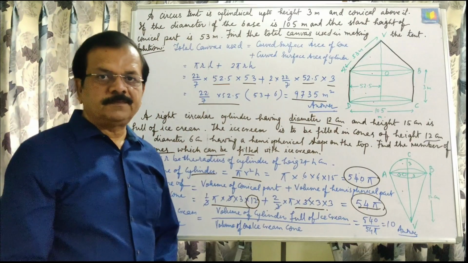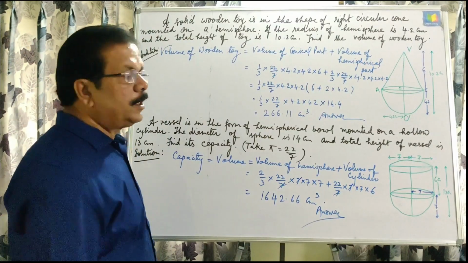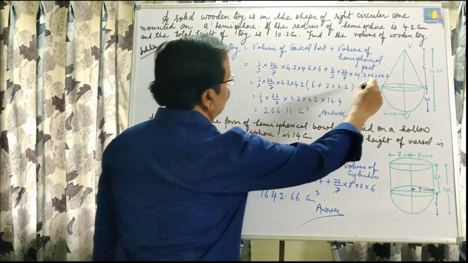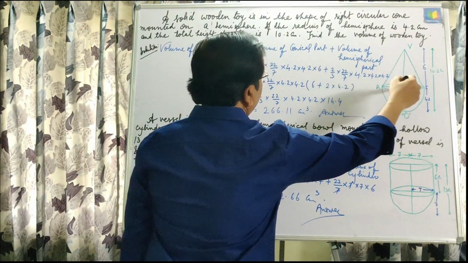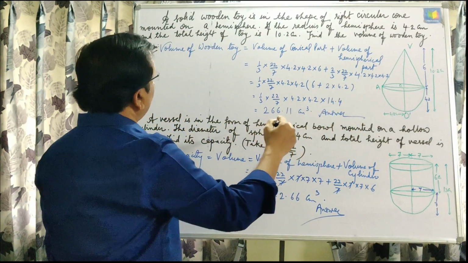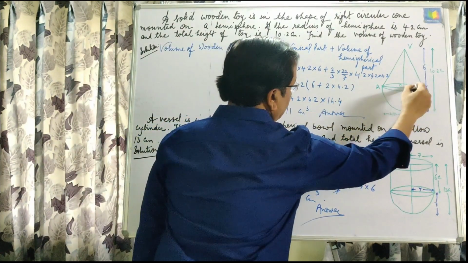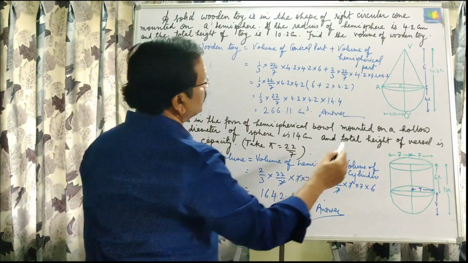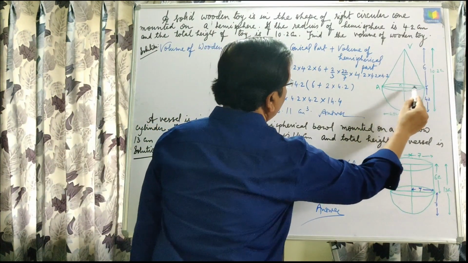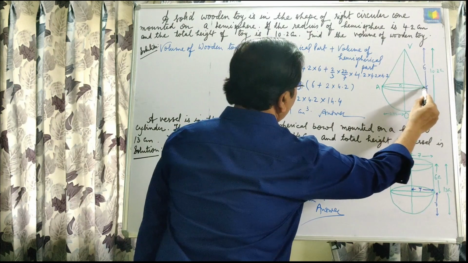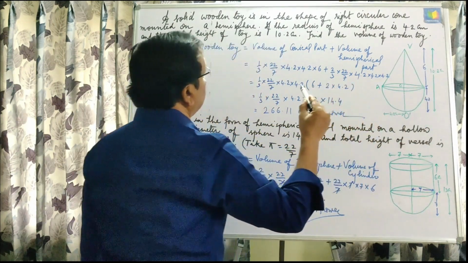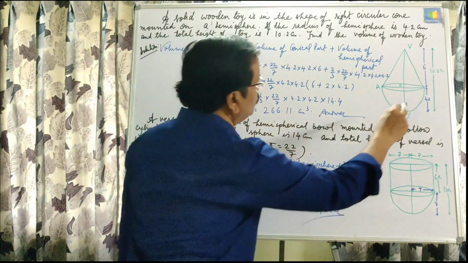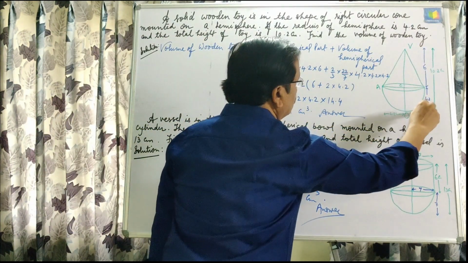Now next question. A solid wooden toy is in the shape of a right circular cone mounted on a hemisphere. This is the toy in the shape of a right circular cone, and this is the hemispherical part of the toy. If the radius of the hemisphere is 4.2 centimeter, this is 4.2, this will also be 4.2 centimeter, and the total height of the toy is 10.2 centimeter. This is the total height of the toy.